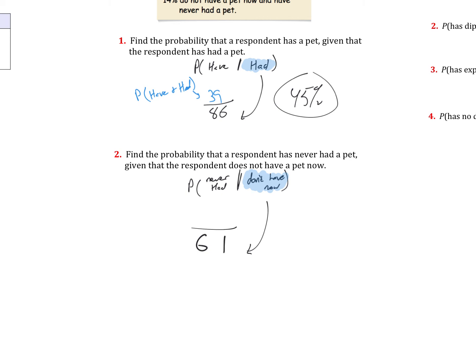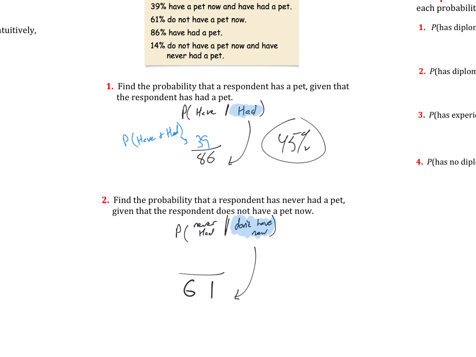Now, of that 61%, I want to know what is the probability that I select someone who's never had a pet and they currently don't have a pet. So they don't have one, they've never had one. And that is 14%. So I've got 14 over 61. That's going to give me 23% overall.